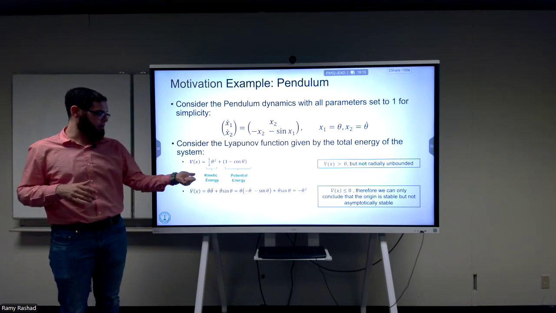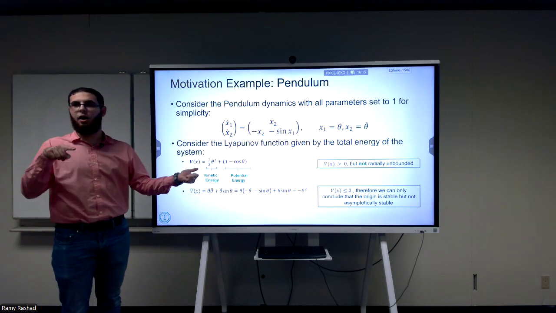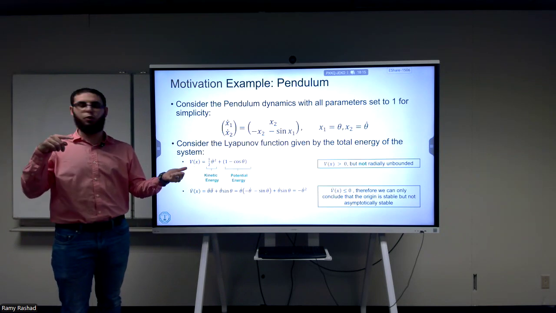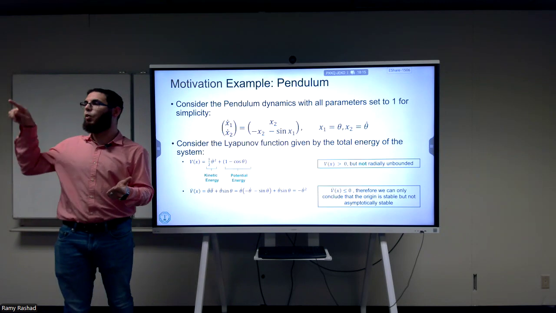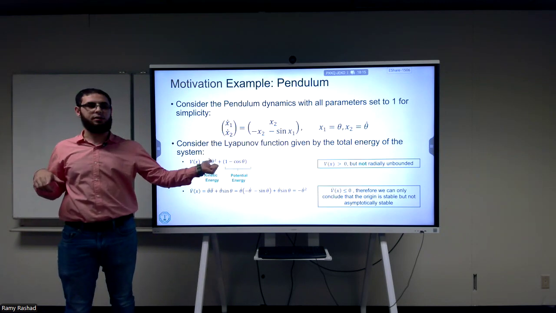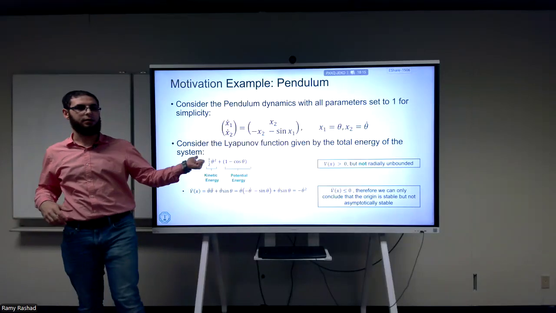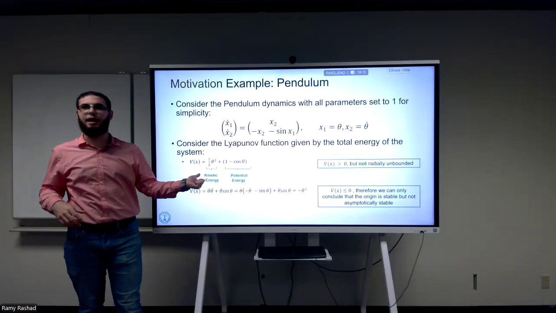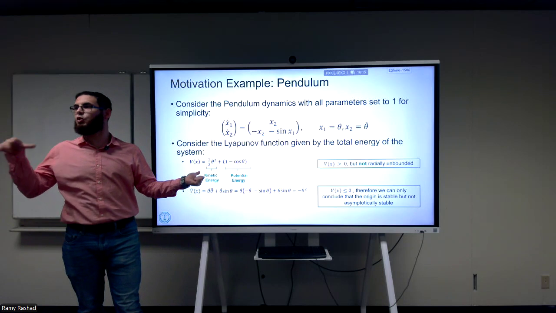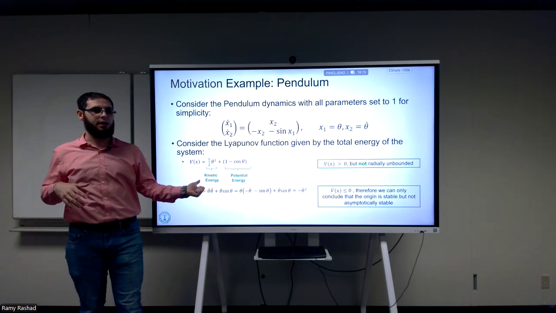This first term is kinetic energy. It's supposed to be half J, which is half ml squared theta dot squared, if you have just a pendulum in the end. So this is the kinetic energy of the pendulum. I chose ml squared to be 1. This is why it looks like that.